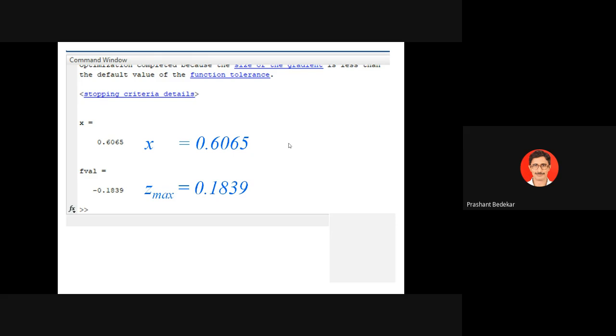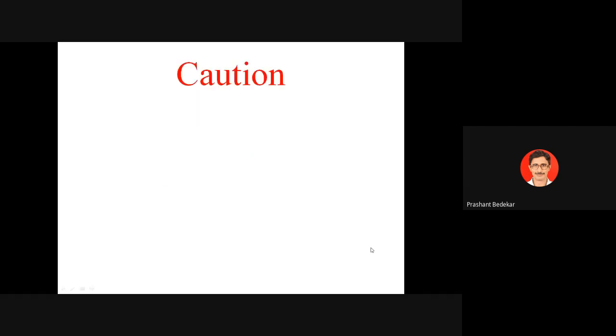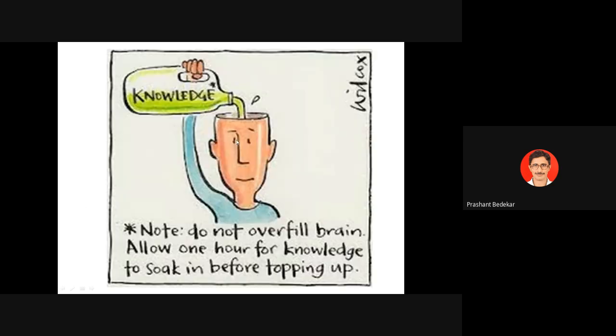So this is how we can use the function fminunc, which is used to solve unconstrained nonlinear optimization problems. Now, before proceeding further, I would like to give you a caution. It is said that do not overfill the brain. Allow 1 hour for knowledge to soak in before topping up. Before topping up, whatever has been taught should settle in the mind. And for that, allow 1 hour. So let's have a break for 1 hour and we will start the next session at 11:30. Thank you.